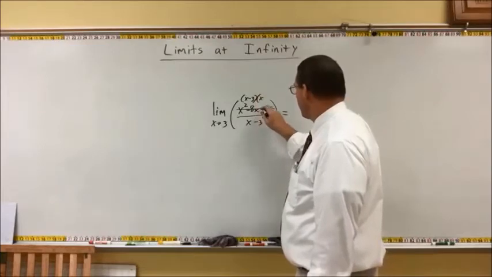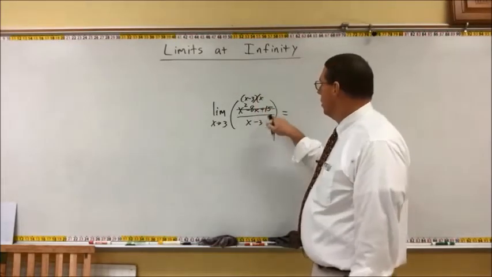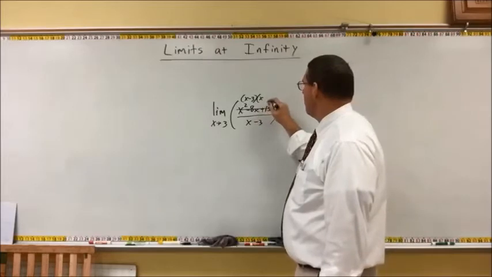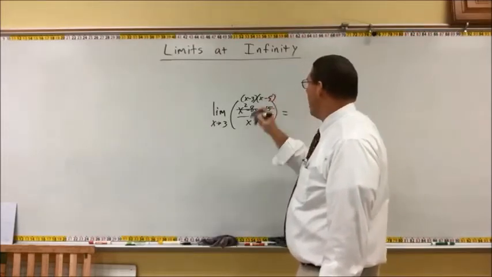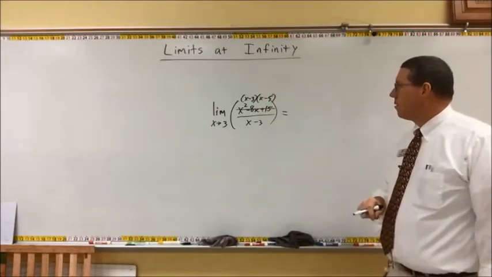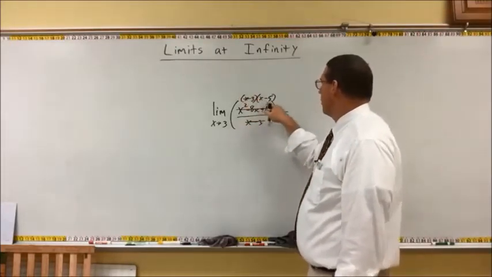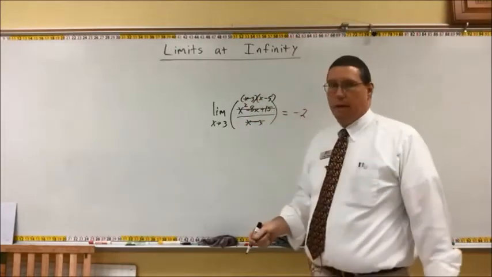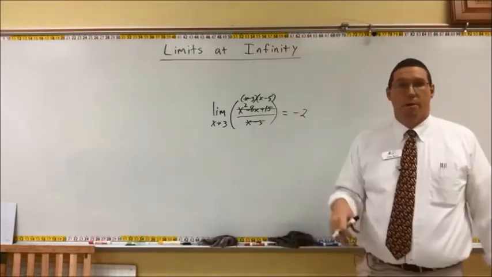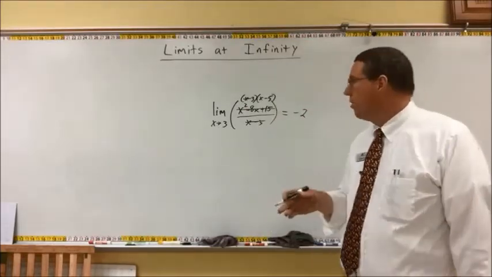This would become x minus 3 times x. Was that a minus? That was supposed to be a plus 15. Sorry about that. Plus 15. x minus 3 and x minus 5. And so we would cancel the x minus 3's and then plug the 3 in. 3 minus 5 would be negative 2, and we'd get an answer. Okay, sorry about the mistake, but so here's the thing.